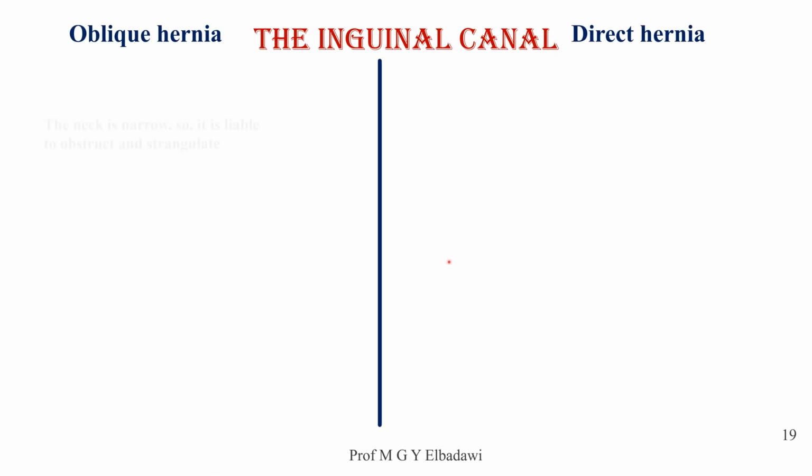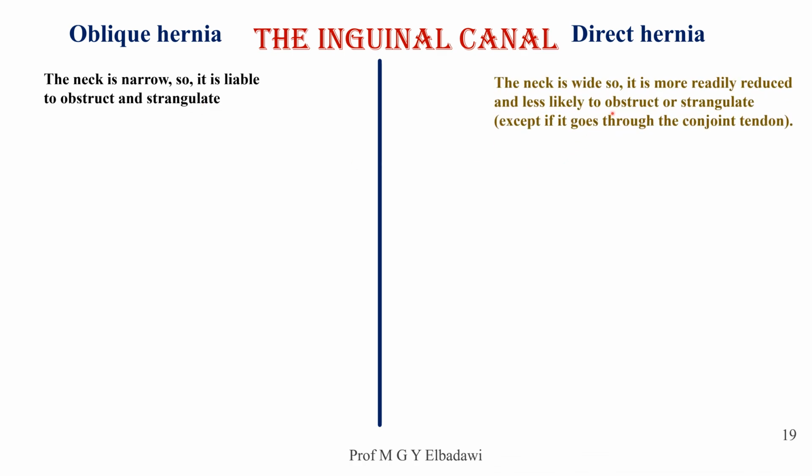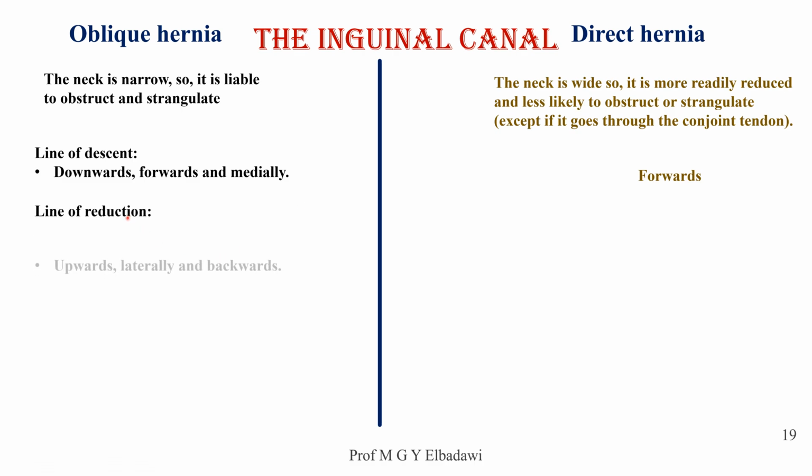Now, in the oblique hernia, the neck is narrow and is liable to be obstructed or strangulated, while here the neck is wide, so it is very rare to be strangulated, except if it passes through the strong conjoined tendon on the medial side. The line of descent of the oblique hernia is downwards, forwards, medially, while in the direct hernia it is directly forwards. The line of reduction of the oblique will be upwards, lateral, and backwards, but for the direct will be directly backwards.